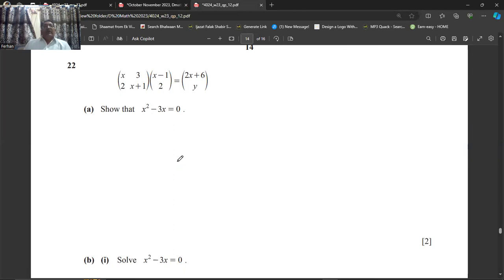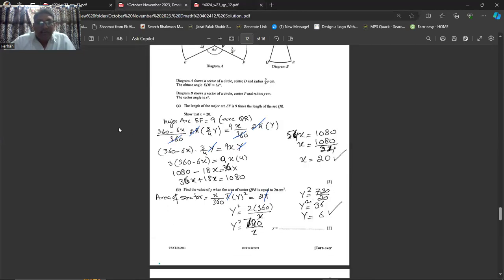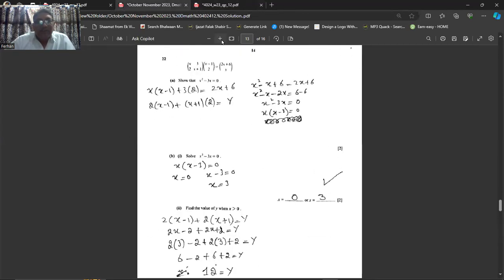Question number 22. Here we have two matrices multiplying, and their answer is also given. It says show that x squared minus 3x is equal to 20. Here we have this row, which will multiply with this column. Whatever answer comes can be compared with this. This is the main theme on which I'm going to work.